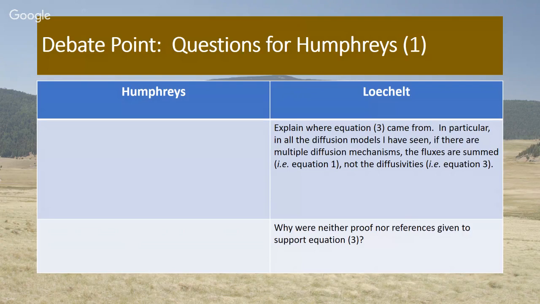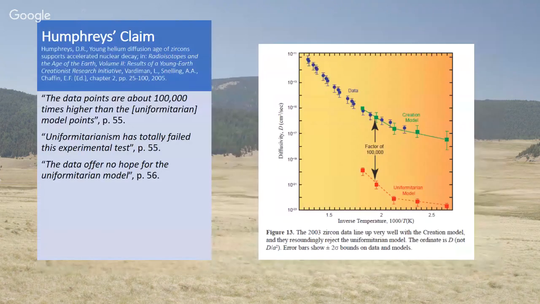So having said that, let's look at the actual data and the model and the specific claims. These are the claims that Humphreys made regarding the helium diffusion. Let's look at the graph first, because the graph really captures a lot of things. What Humphreys tried to do was create a model for the helium diffusing from these zircons.